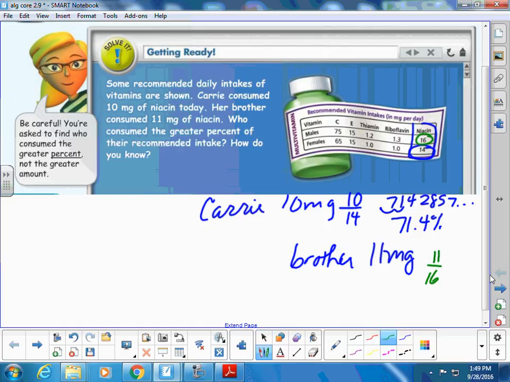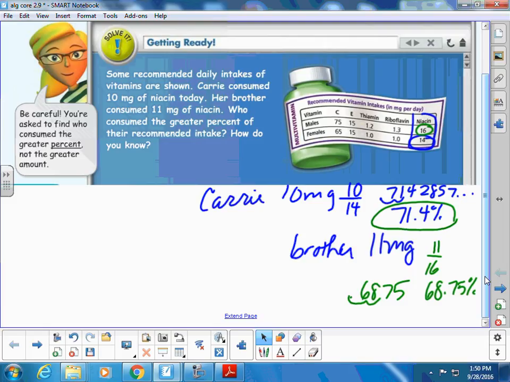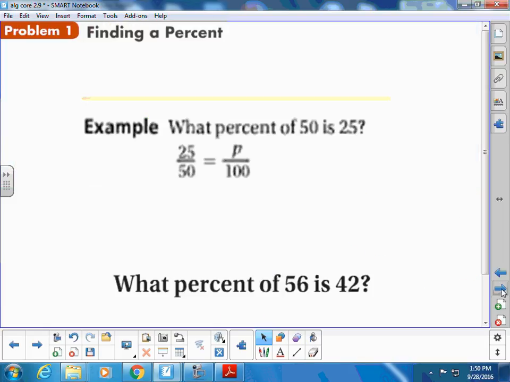Now her brother consumed 11 out of 16. When I plug in 11 divided by 16 on my calculator, it gives me 0.6875. Again, multiplying by 100 or moving this decimal over 2 to the right gives me 68.75%. So percentage-wise, even though she had less milligrams, she actually had more of what her body needs. She took 71% of what her body needs. So there's an example of percentages.